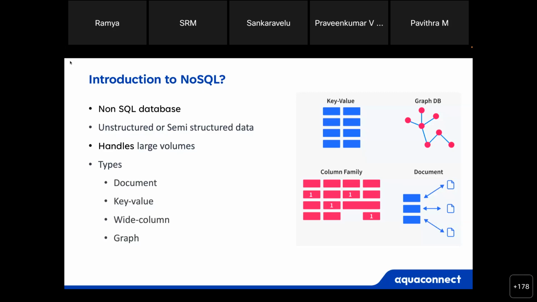Wide column databases are column based databases. There is no row in the tables or collections. All the data is stored within the column. That is called a wide column or column family database. A graph database is where each and every piece of data is stored in a node. A node is like a server. Each and every node is interrelated and has a relationship between them. It is called a graph database.